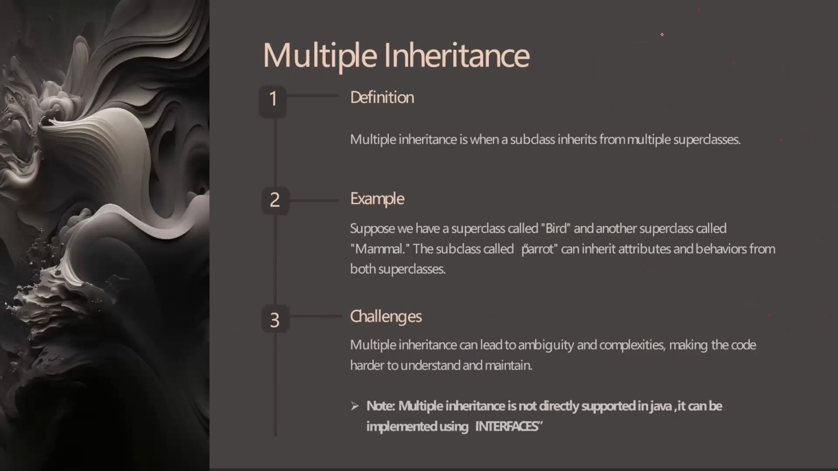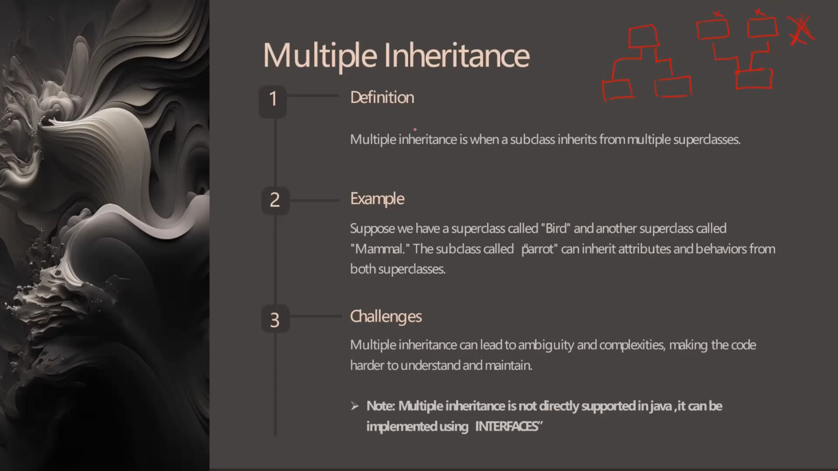The name itself suggests it, and it is quite different from hierarchical inheritance. In hierarchical inheritance, you have a single base class followed by multiple derived classes. Whereas in multiple inheritance, you have multiple base classes followed by a single derived class. This is not possible in Java, because Java does not support the creation of multiple base classes. So multiple inheritance is not supported by Java.